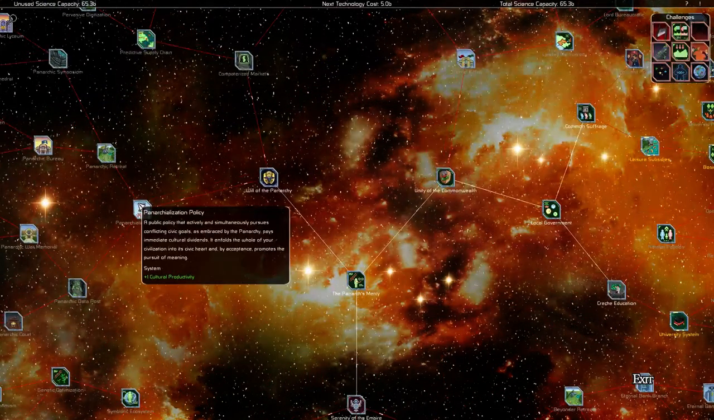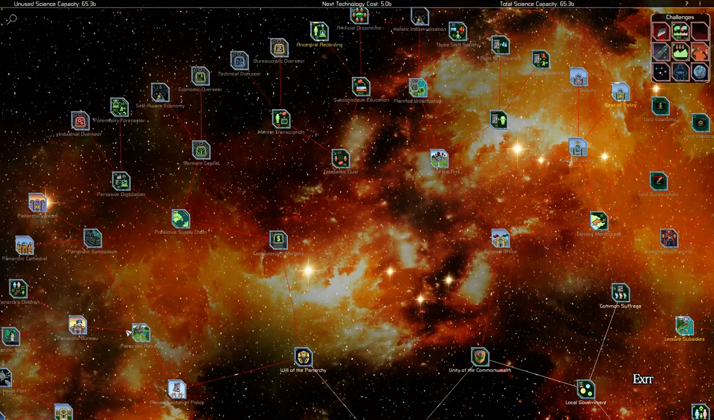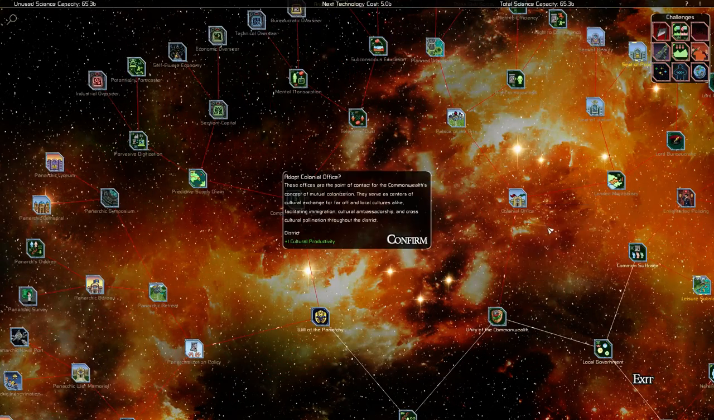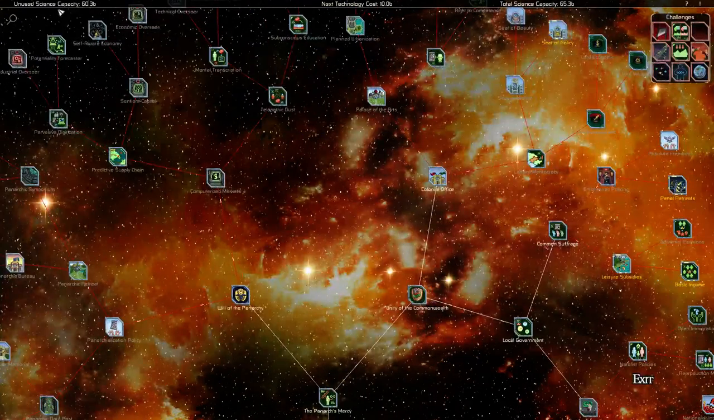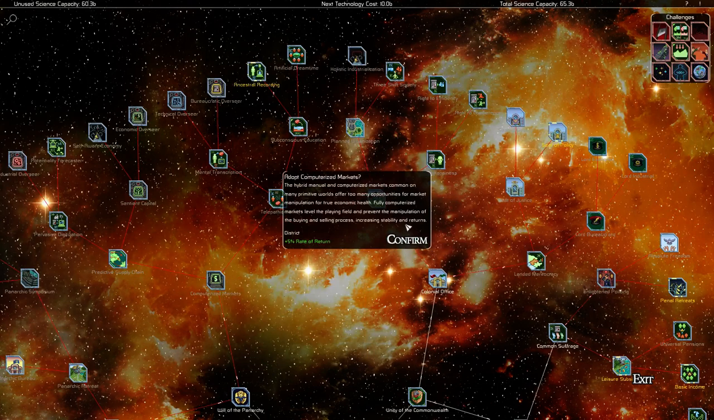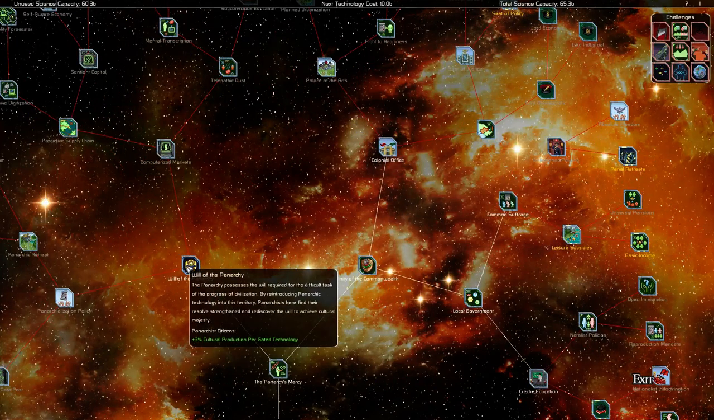Right. So we have these technologies that have already been researched. There are certain technologies that you can actually spend money on, but they're highlighted a little differently. I'm just trying to find them. Okay, so we have a science capacity here, and we could spend our capacity on some of these things.